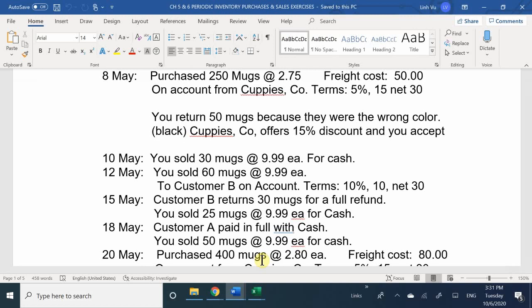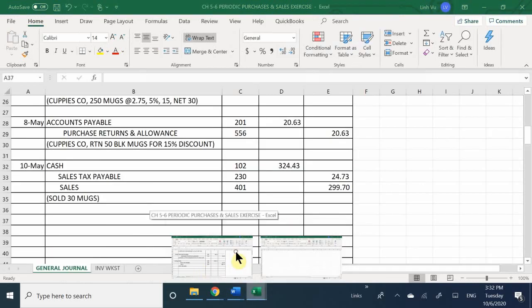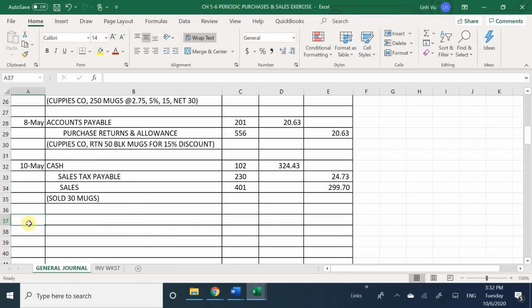On May 12th, we sold 60 mugs at $9.99 each to customer B on account with terms of 10% in 10 days and net 30. Perfect. So let's go to our journal. We recognize that on May 12th. What accounts are we going to be using?